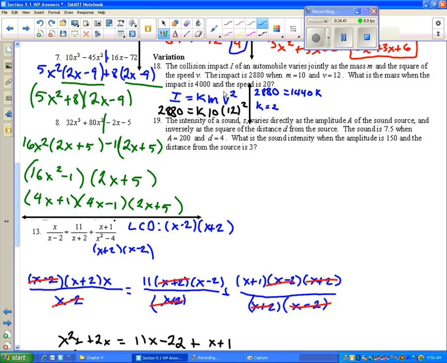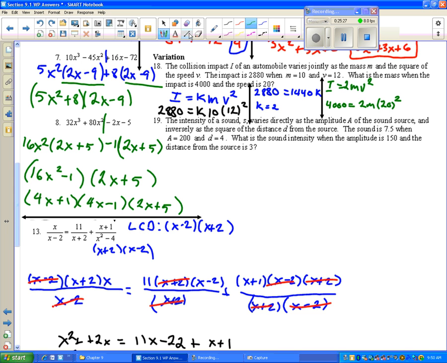So my original equation now is, draw my line, my original equation is I is equal to 2, because I found K to be 2, times mv squared. What is the mass when the impact is 4,000? K we know is 2. I need to find the mass, and the speed is 20.